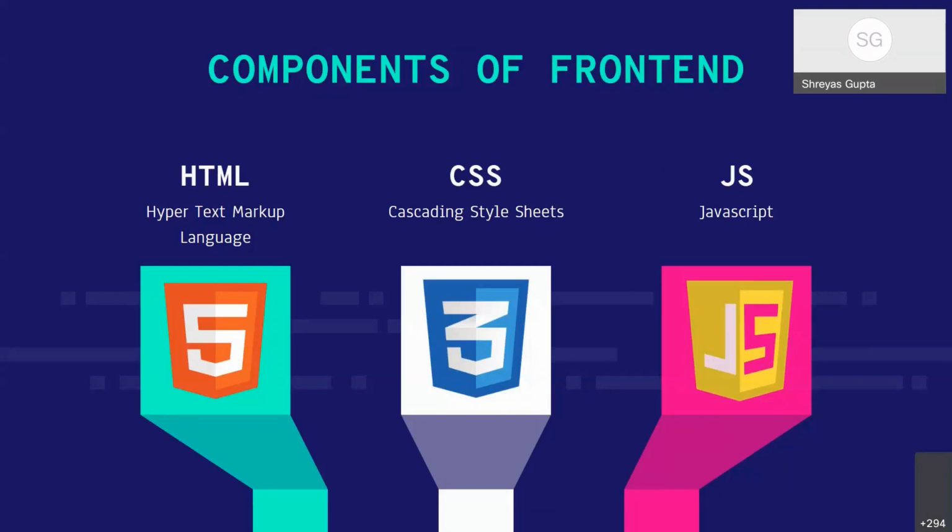HTML, CSS, and JS. HTML stands for Hypertext Markup Language. CSS stands for Cascading Style Sheets. JS stands for JavaScript. All these three are languages. HTML and CSS are markup languages. JavaScript is a programming language. All three of these languages are extremely important, and these three make up the front end.